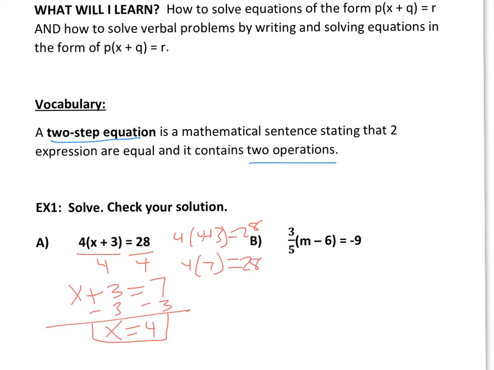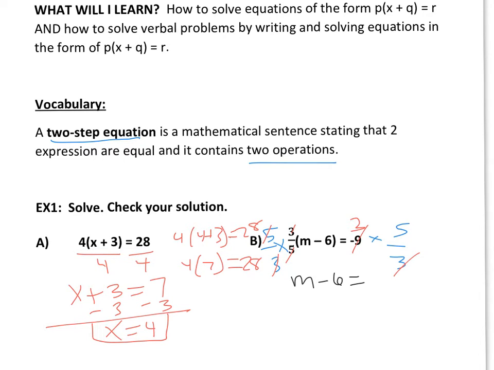Now for question B, we have a fraction. So with fractions, we have to do something slightly different. We're going to multiply each side by the reciprocal. So we're going to multiply by 5 over 3 on each side. And we are able to cross cancel the 5 over 3 and the 3 over 5, which leaves us with m minus 6 equals, and of course we can cross cancel the 9 and the 3 here. It leaves you with just a 3.